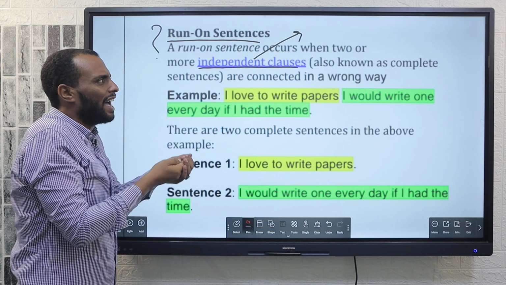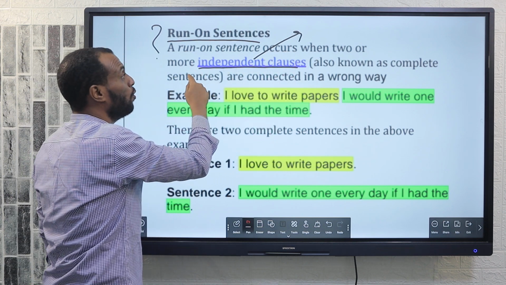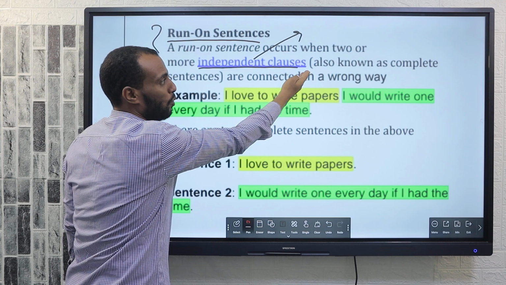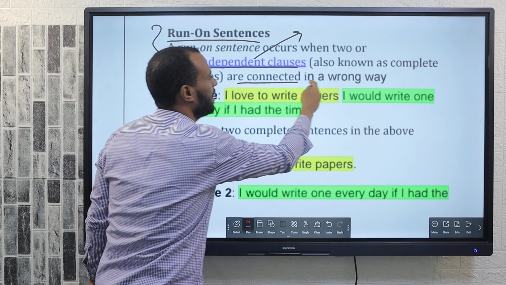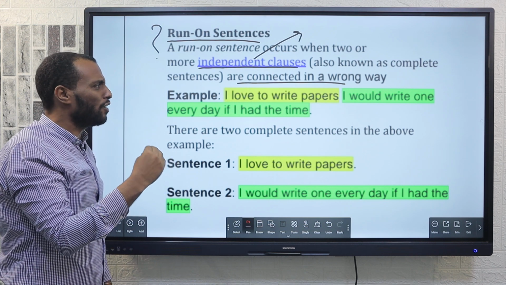How can I know that I have this problem and I need to fix it? When you can see two or more what? Independent clauses. So here they are connected in a wrong way. But we still have a question. What does it mean they are connected in a wrong way?